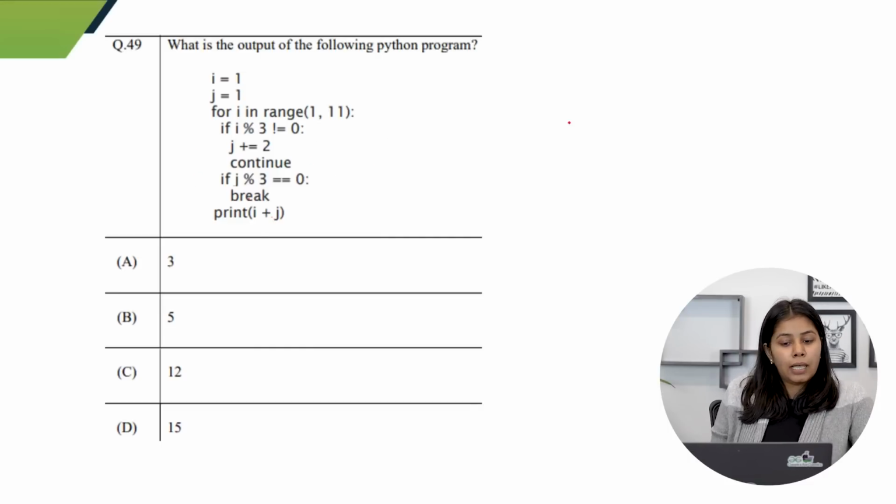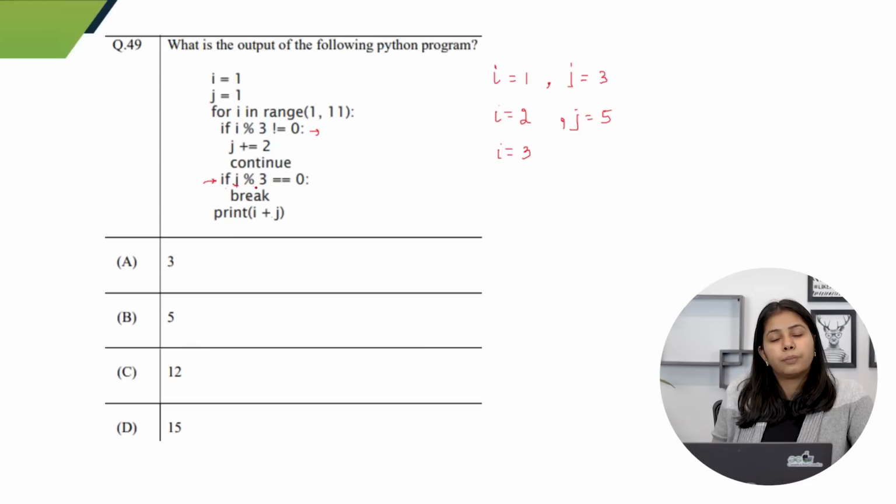So what would I do? I'll try this loop. Let's say I start with i is equal to 1. When i is equal to 1, if I divide i by 3, I'll not get a remainder 0. So j would become j plus 2, and we have initially j is equal to 1, so j would become 3. Now for i is equal to 2, j would become 5. And for i is equal to 3, this would become 0. So the j value does not get added, right? And this is also not true for j percentage 3 equal to 0, because if I divide j by 3, I'll not get a 0 value.